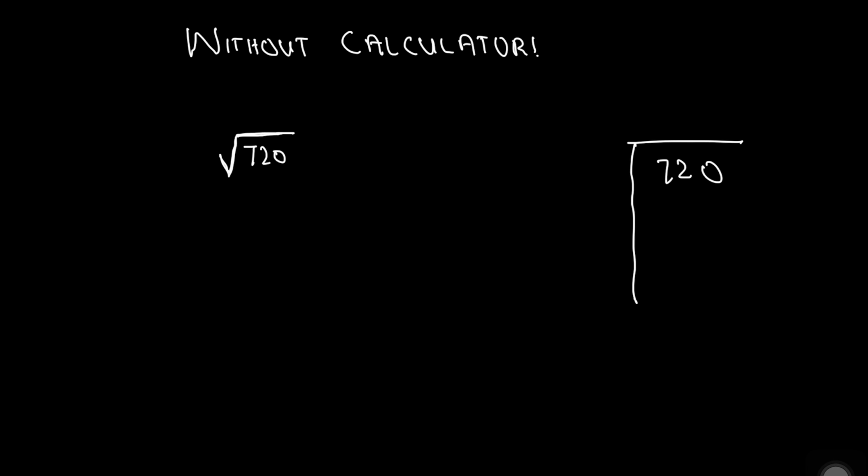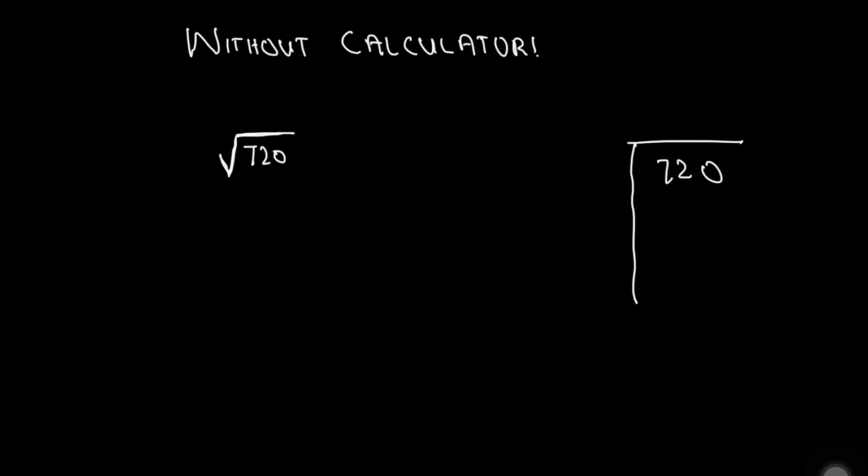In this video, we will discuss an example based on finding a square root without a calculator. So, how do we find a square root without a calculator? Here we have the number 720. We use the division method to find the square root without a calculator.